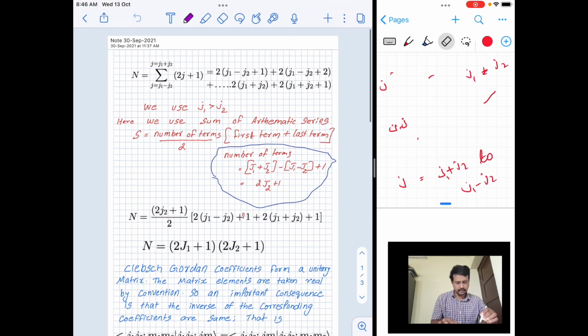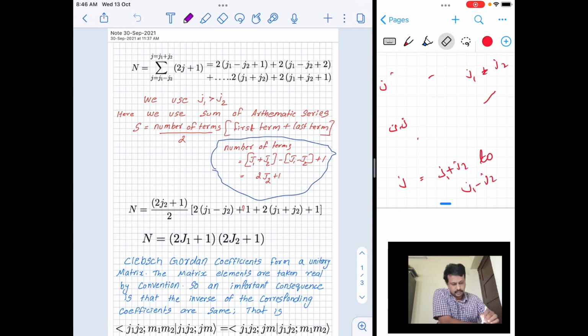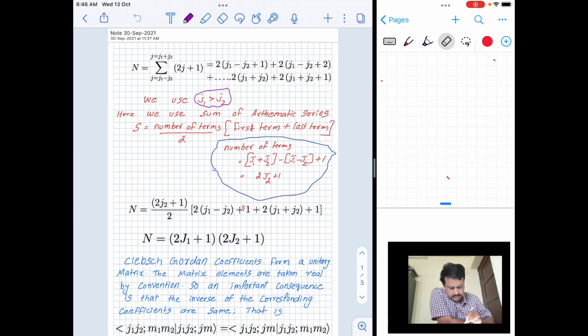Okay. So this is our proof. You can see actually I expanded that summation series in this format. I just expanded that thing. Now we use j1 greater than j2. Then what I do is I just use the arithmetic series here.